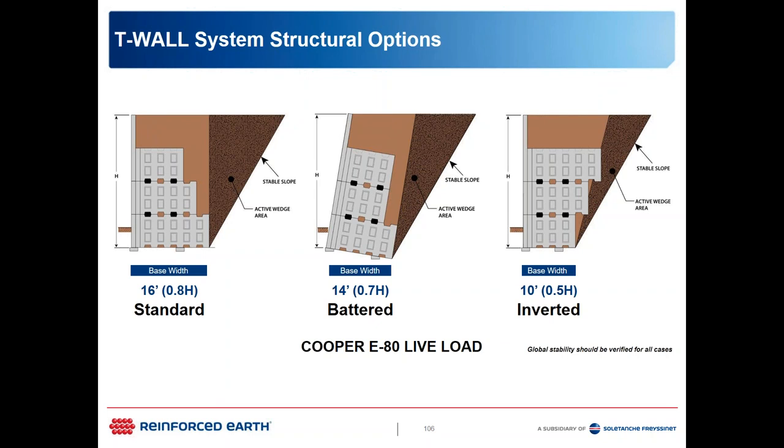Third case will be to provide an inverted wall with a shorter stem at the bottom and longer stem at the top. This will work as long as the soil conditions are suitable, and if you can demonstrate that this cross section meets the global factor of safety against sliding, overturning, or a circular slip failure. So the inverted wall will be a choice in some cases where you have a very stable slope, but you have good soils below the bottom of the wall.